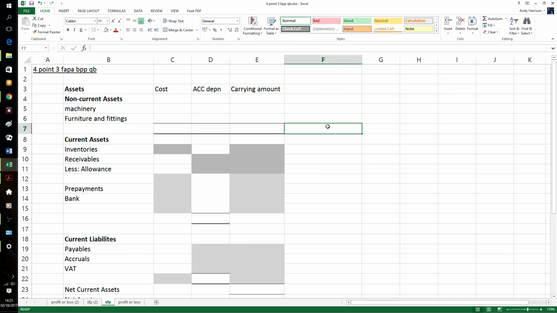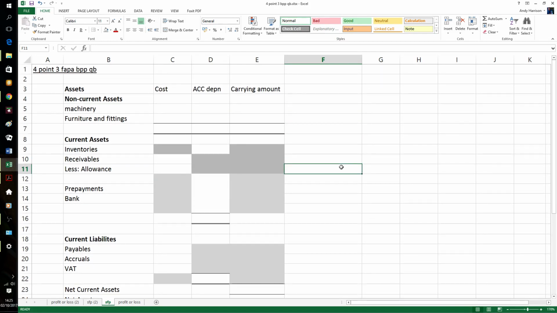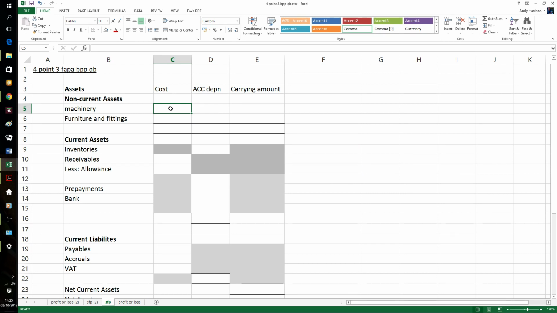Fairly traditional layout, variations on the theme from one question to another, particularly in the current assets and the current liabilities and the subtotals of current assets and assets. Just familiarise yourself with as many questions as possible, and of course the AAT ones. So off the trial balance we have the cost and the accumulated depreciation. The carrying amount is of course cost minus accumulated depreciation. Assuming you did advanced bookkeeping or ACPR first, you should know that.